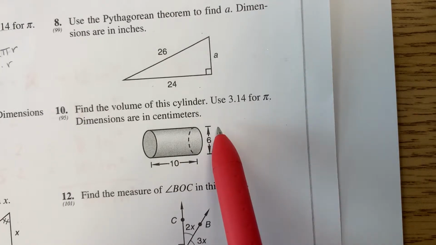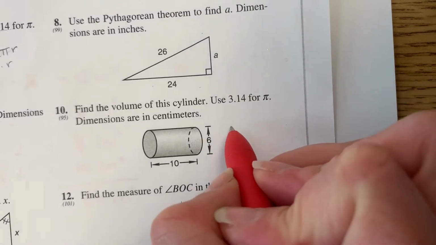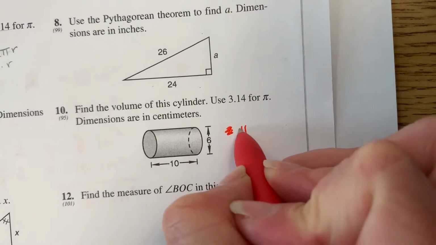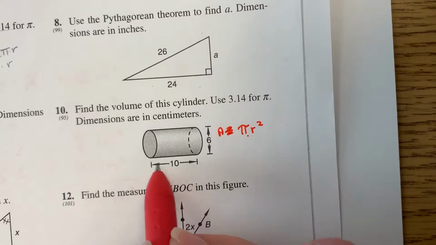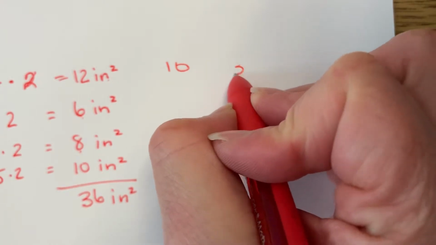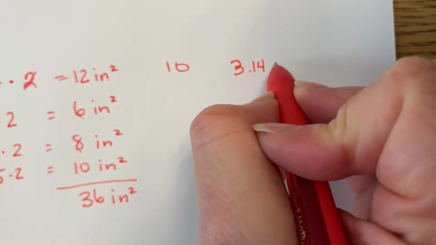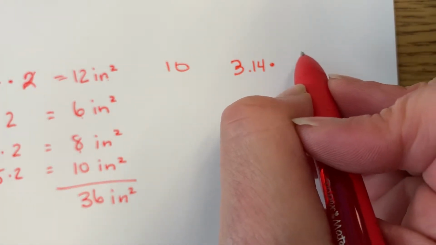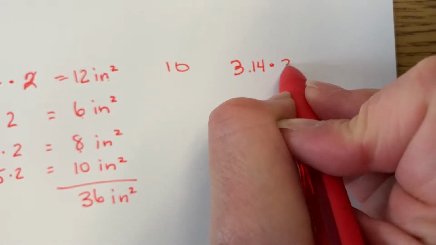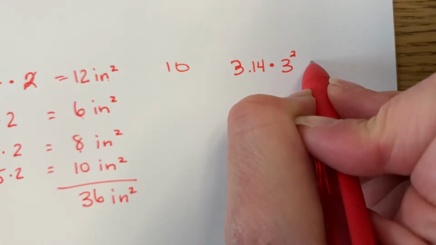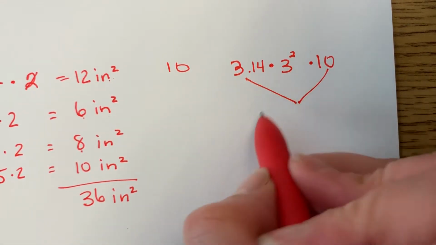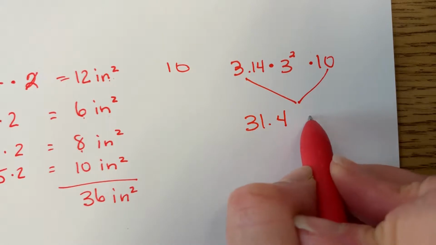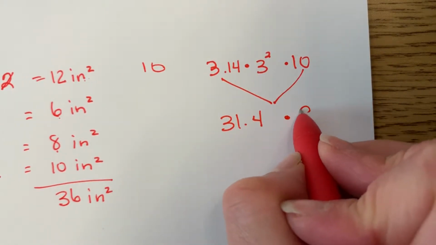So to find the area of the circle, it's pi r squared. That's area, right? Then we have to take the area of the circle times the length of this, 10. So 3.14 times, if the diameter is 6, the radius is 3, so 3 squared, and then we're going to take that times 10. All right, so I'm going to go ahead and do these two and get 31.4, and then I'm going to do this and get 3 squared is 9.